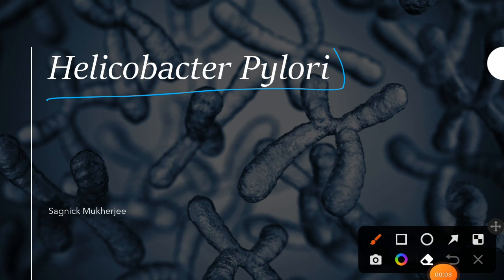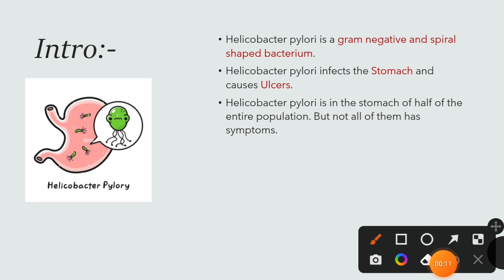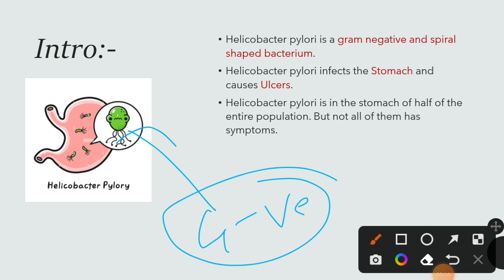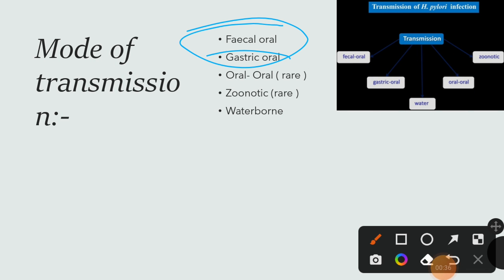Welcome back, guys. In this video tutorial we are going to talk about the Helicobacter pylori infection. So let's talk about this. Helicobacter pylori is a gram negative spiral shaped bacterium. This Helicobacter pylori infects the stomach and causes ulcers. It is in the stomach of half of the entire population, but fortunately not all of them have symptoms. So what are the modes of transmission? Modes of transmission are fecal oral, gastric oral, oral, zoonotic and waterborne.